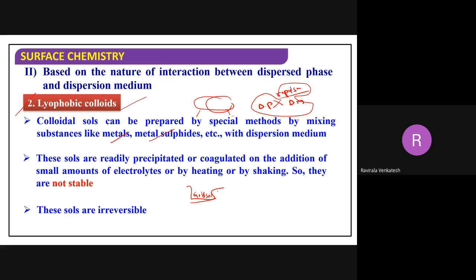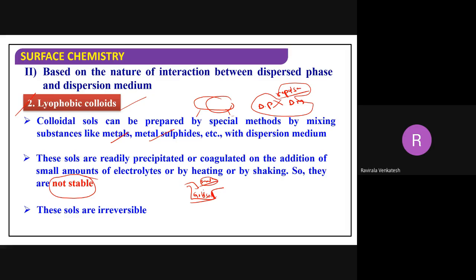In which gold is the polar particle and water is the dispersion medium. Now, when you add a small amount of electrolyte, a small amount of ionic compound, what happens? Immediately it will give precipitation. That means it is unstable. So lyophobic colloids are highly unstable because the interactions they have are repulsive interactions. They are irreversible.